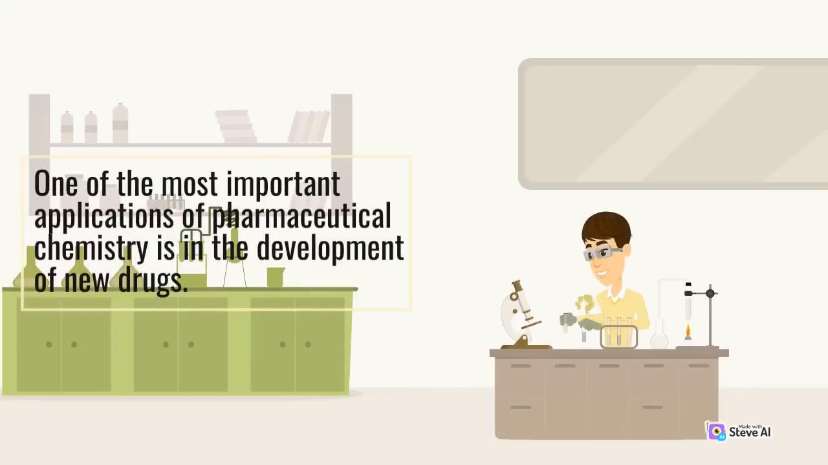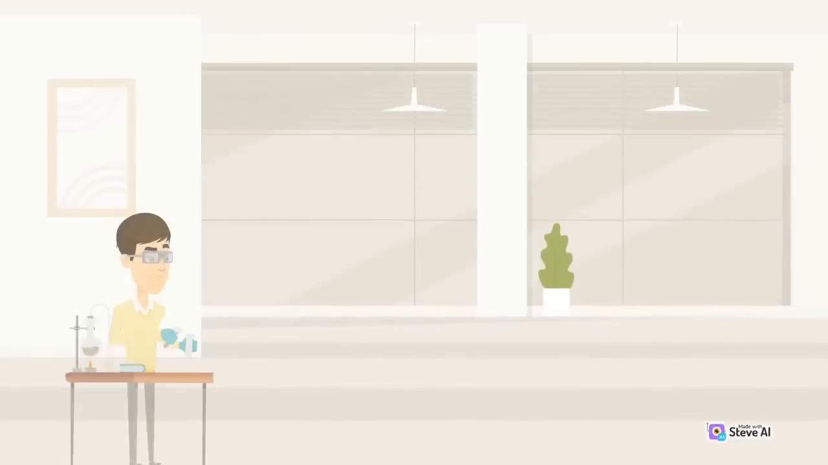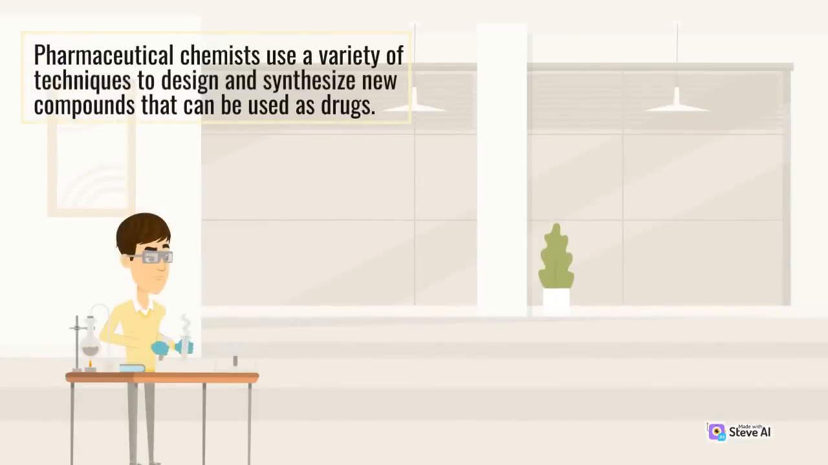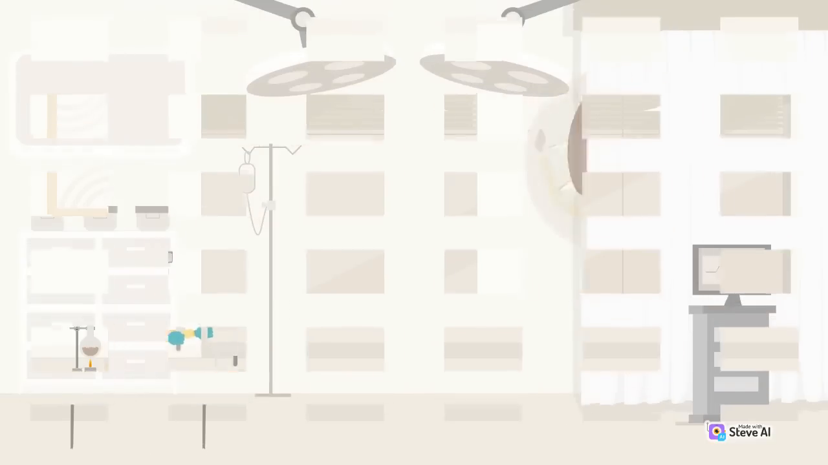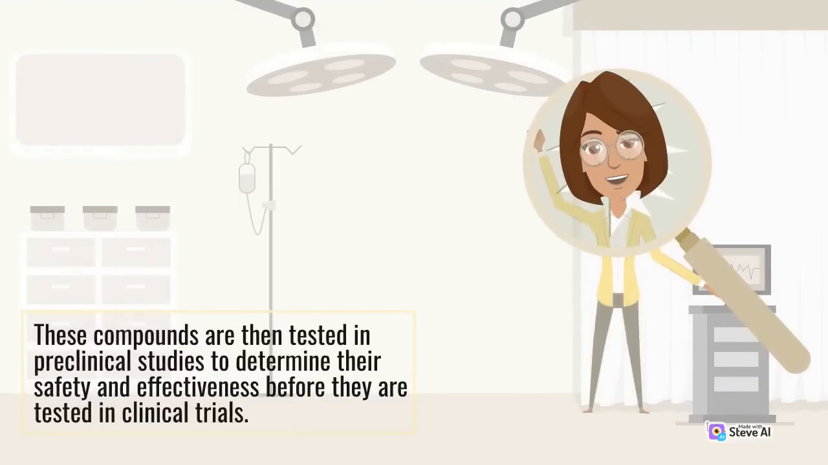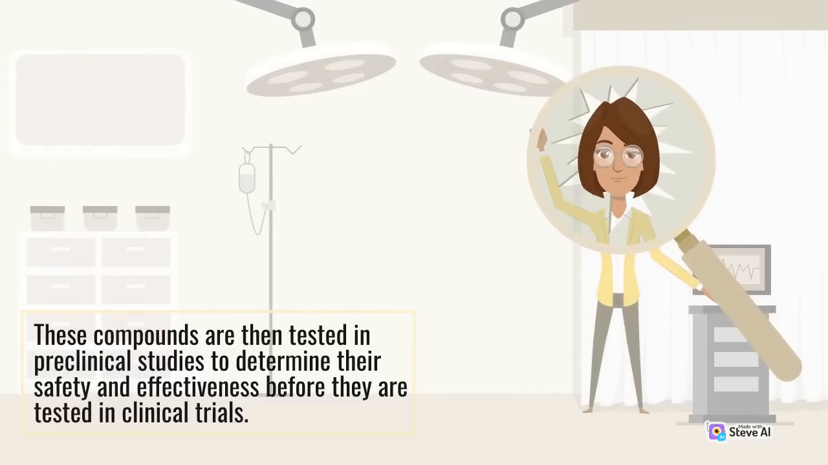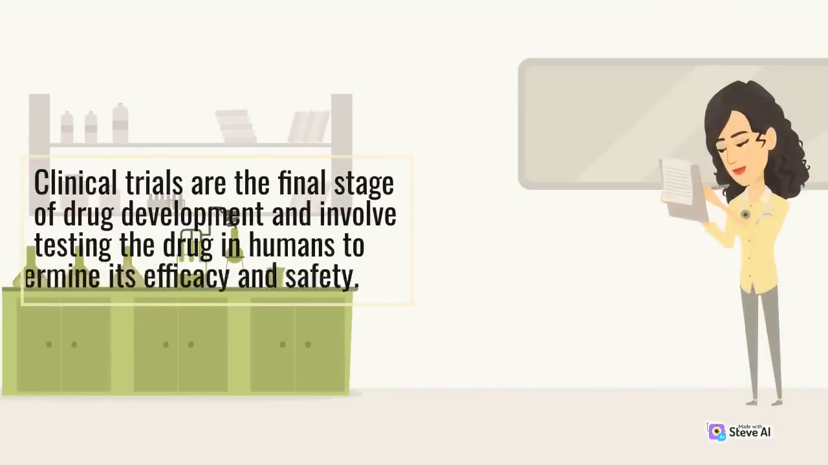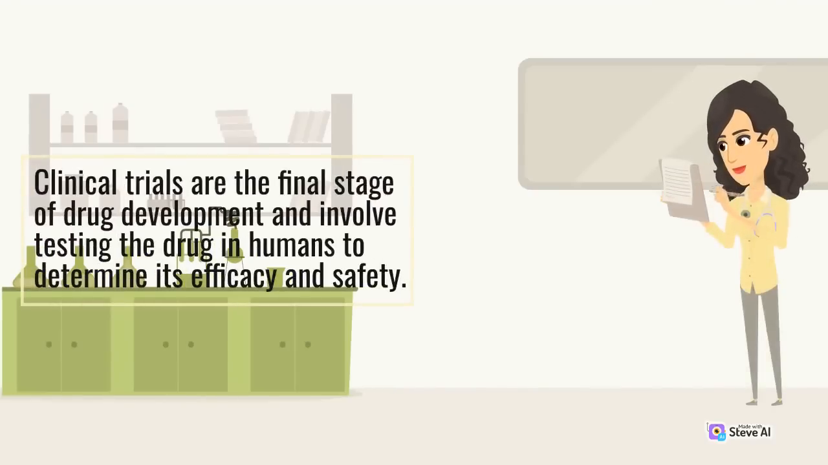One of the most important applications of pharmaceutical chemistry is in the development of new drugs. Pharmaceutical chemists use a variety of techniques to design and synthesize new compounds that can be used as drugs. These compounds are then tested in preclinical studies to determine their safety and effectiveness before they are tested in clinical trials. Clinical trials are the final stage of drug development and involve testing the drug in humans to determine its efficacy and safety.